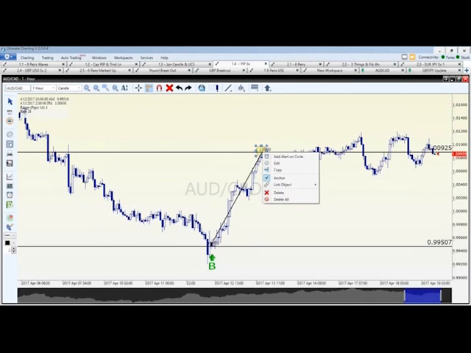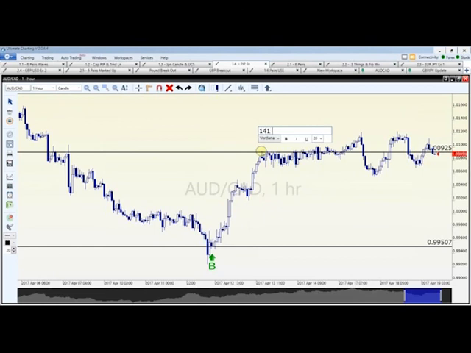Well, each one of these bars, because this is a 1 hour chart, each bar represents 1 hour. So 28 bars means it is 28 hours. So let me write this down, otherwise, I'm not great at memory. So this is 141 pips in 28 hours. This is a potential trade that I just want to show you and talk about. 28 hours, a little bit over a day.